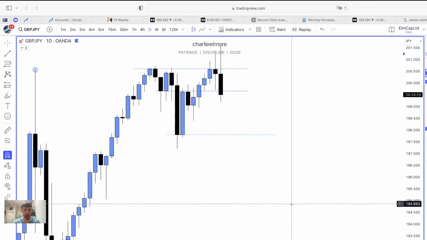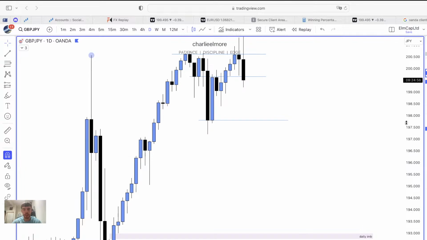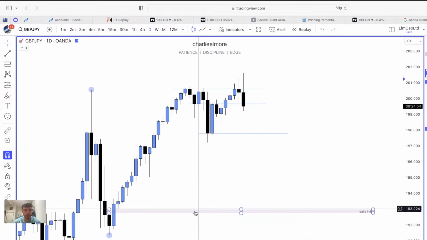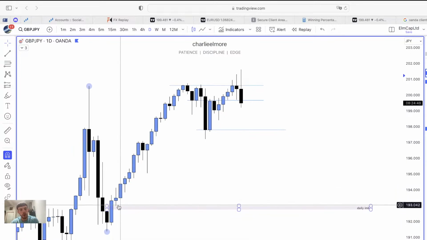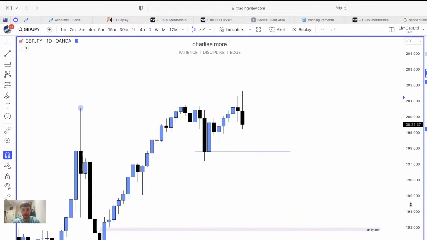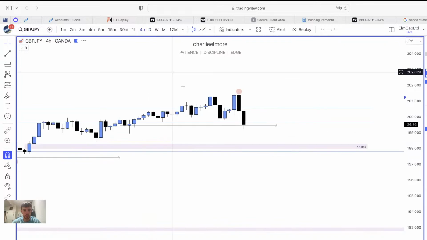So there is that. If we want to continue down, we have got areas down in the leg right here. We've got that daily imbalance that we spoke about in a previous live session. So that's still open right there, right at the bottom. So 192, sort of 193 to be honest, 193 round psychological number right there as well. So that's pretty much it, what I'm looking at on GJ.